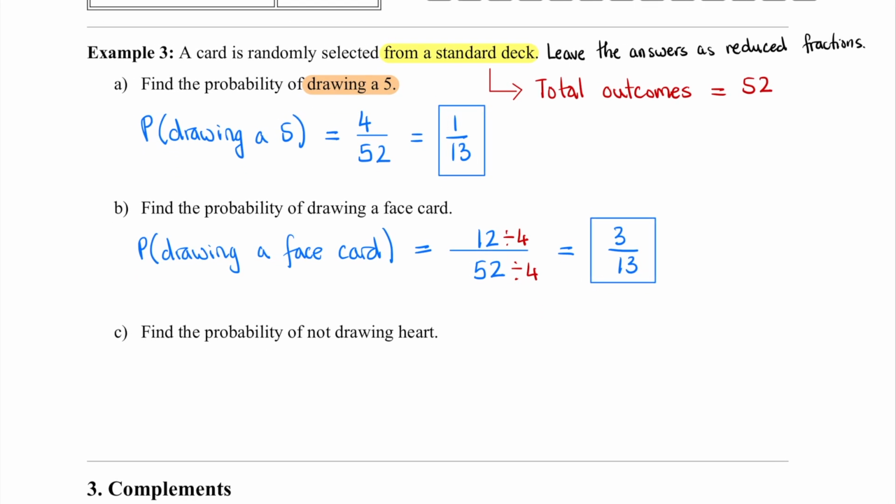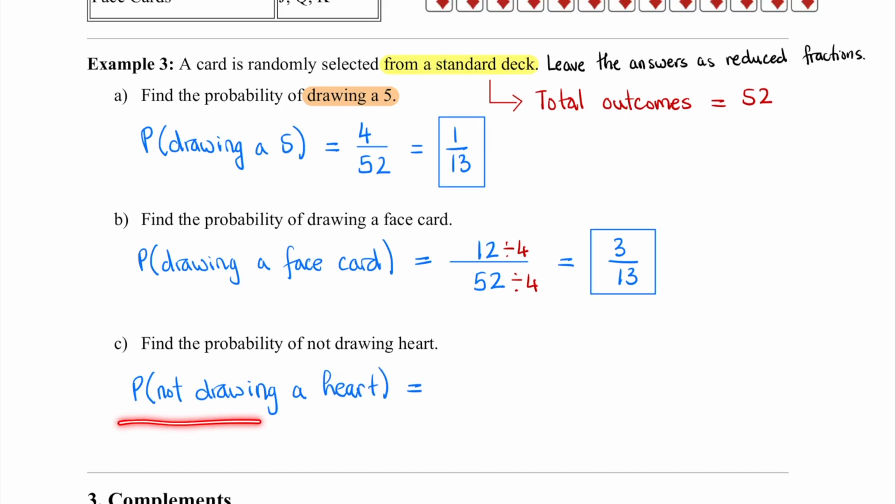Question C. Find the probability of not drawing a heart. My event is not drawing a heart. To find the probability of not drawing a heart, we use the same formula. We take the number of favorable outcomes divided by the number of total outcomes.